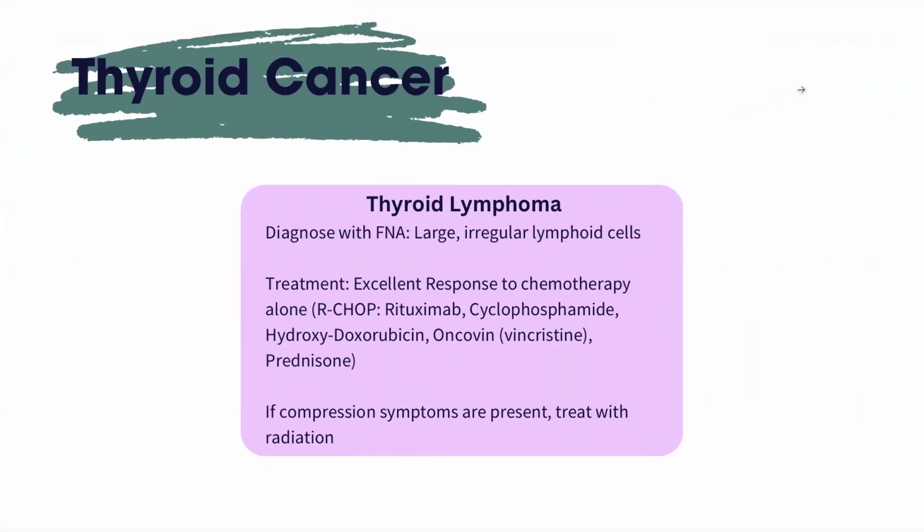Okay, the last thyroid cancer is thyroid lymphoma. Just like with the other thyroid cancers, you'll diagnose with an FNA. You'll see large irregular lymphoid cells on your FNA. Treatment for this is chemotherapy, usually R-CHOP. They respond really well to this. However, if there are any compression symptoms, you can treat with radiation, not surgery.